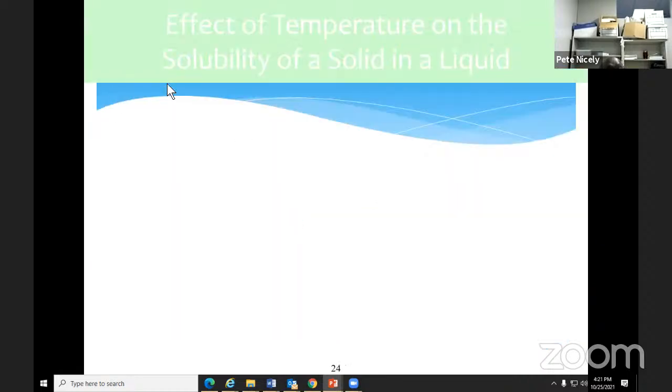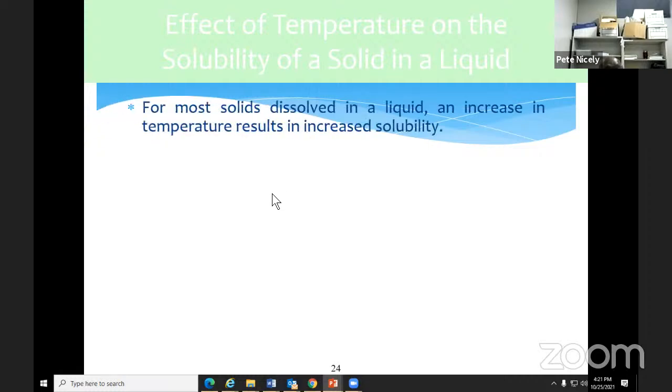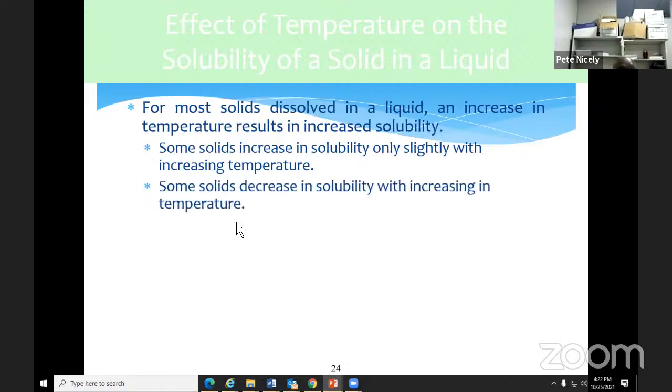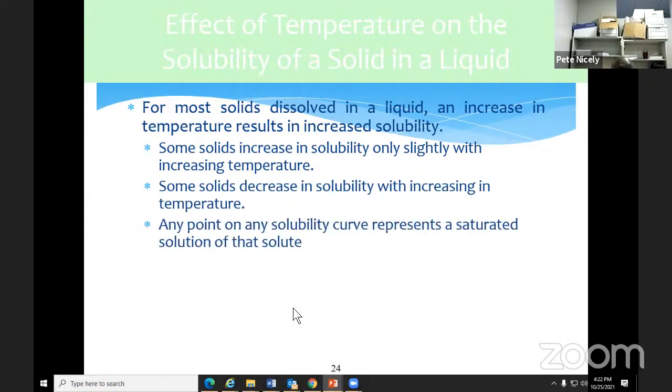But if you change the temperature, then that can affect the solubility of the solid, if the solute is a solid in a liquid. And what you'll find is that for most solids dissolved in a liquid, an increase in temperature will increase the solubility of that solid, right? And that is generally true. There are some exceptions to this, as we're going to see shortly, right? As stated here, some solids increase in solubility only slightly with increasing temperature, and then you have some others where the solid's solubility decreases with increasing temperature, all right?